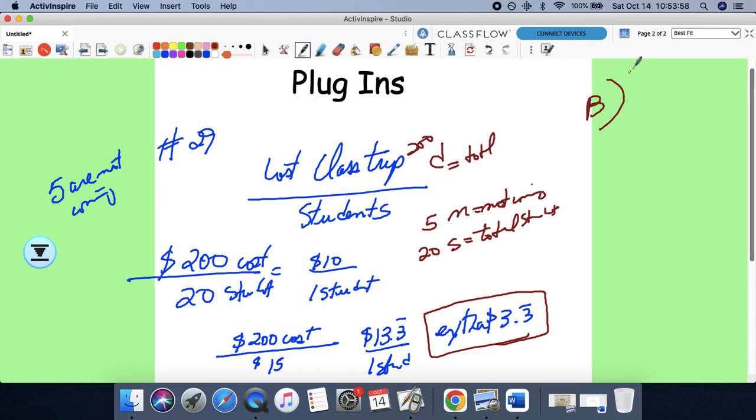So B says D times N, so I'm going to multiply 200 times N, which is 5, over S minus N, which is 20 minus 5, which is 15. So does that work? I'm just going to do it in calculator. 20 times 5 is 1,000 divided by 15. That definitely doesn't work. So B is not even it.